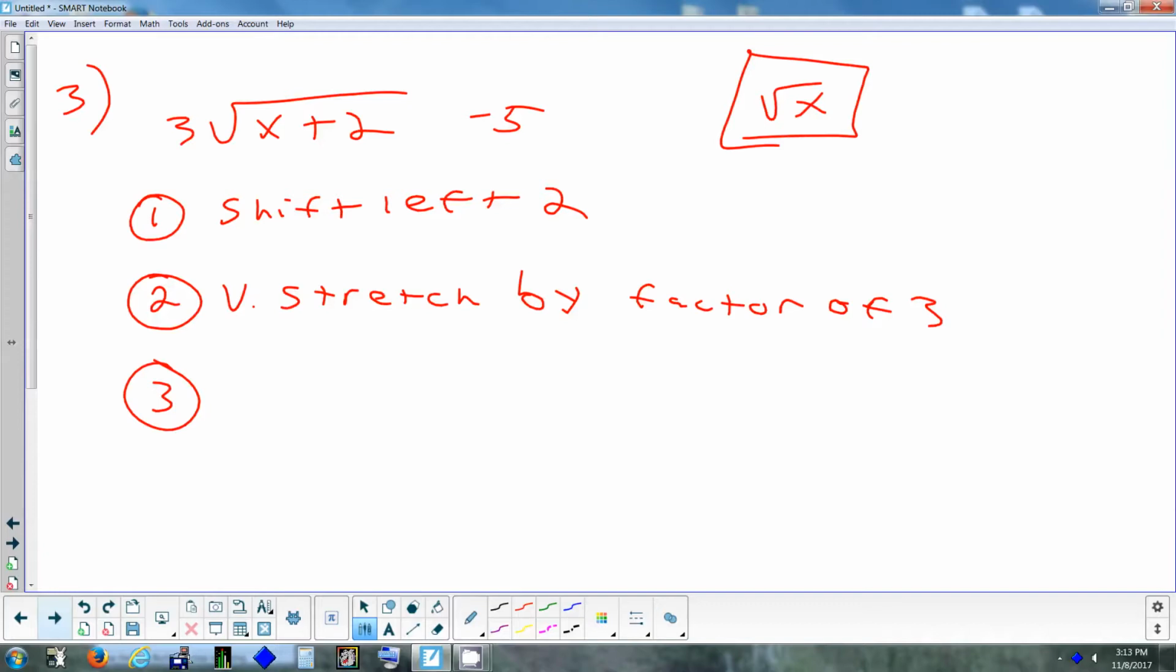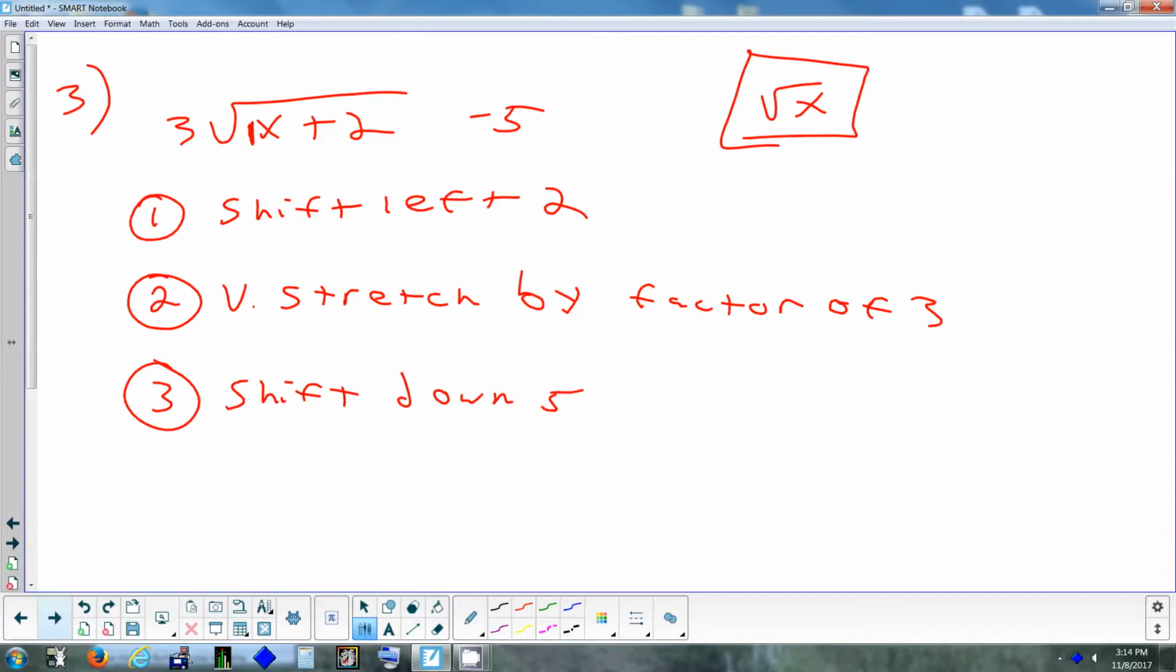And then the last thing we're going to look at is the -5. And what will the -5 do? Yeah, down 5, yep. So shift down 5. So a couple things it didn't have. It didn't have a horizontal stretch. That would have been if you put a number in front of x that wasn't a 1. And it didn't have any reflections. If you put a negative in front of the x, that would be a horizontal reflection, which is over the y-axis. If you put a negative in front of the 3, that would be a vertical reflection, which is over the x-axis.